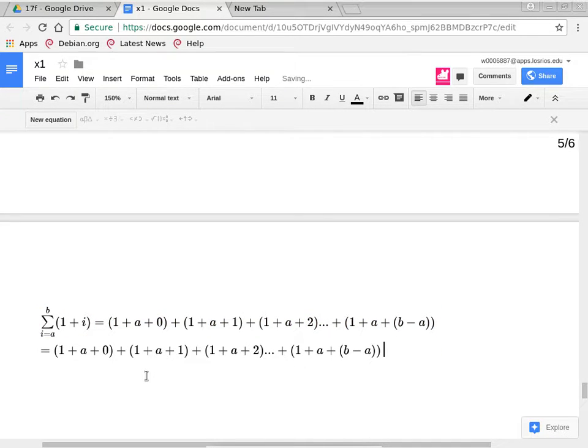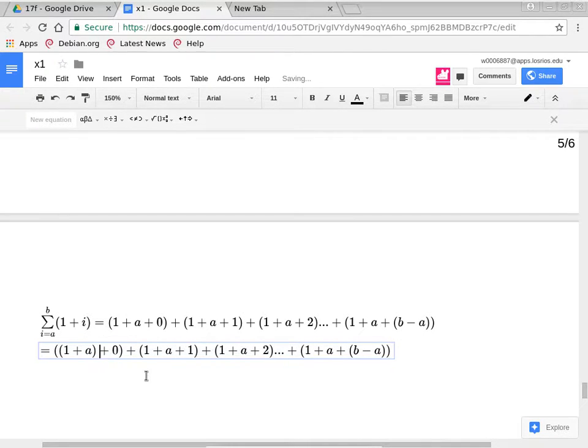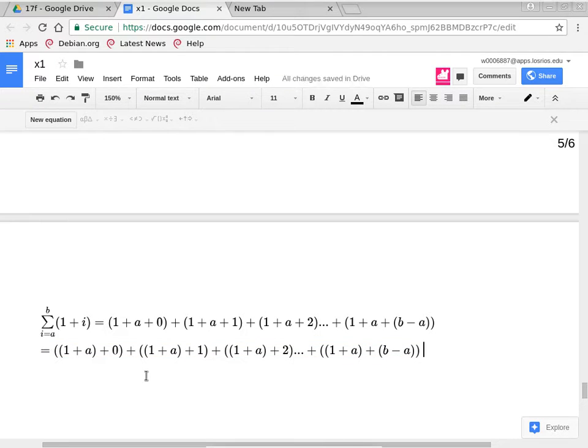Once you get to this one, you say, oh, okay, I can see that each one starts with 1 plus a, which is a constant because a does not change. Oops, there we go. Can't type. And the last one is that. So the only thing that is changing for each term is this one here. It goes from 0 to 1 to 2, all the way to b minus a. But the first part of each term, which is 1 plus a, does not change.